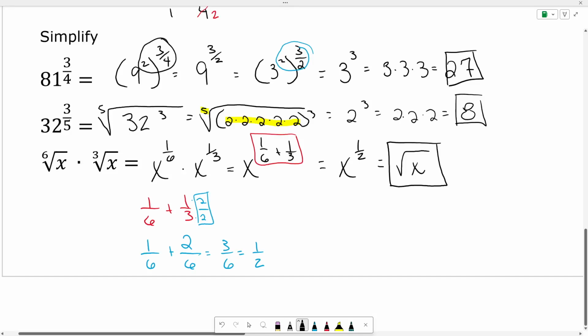Radicals and rational exponents. Make sure you pay attention to what you're doing and remember your rules of exponents as we are going through these things. Paying attention, keeping track of what you're doing will help save you a lot of time, headache, and heartbreaks.